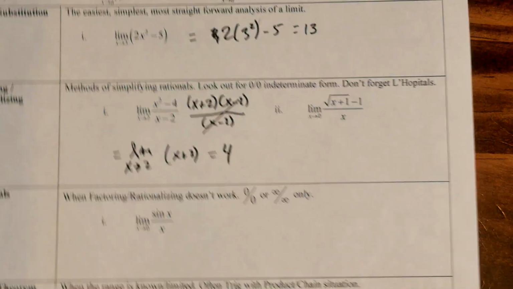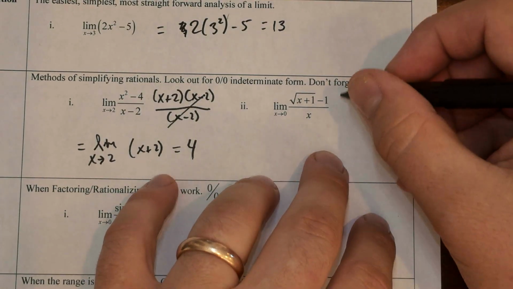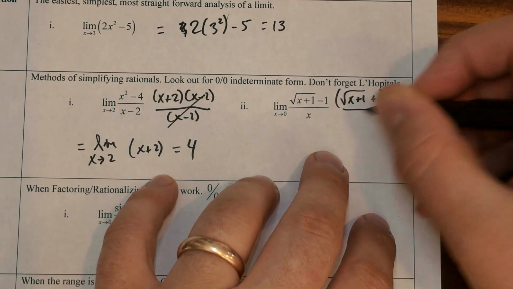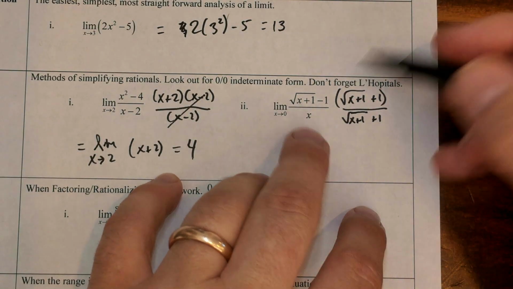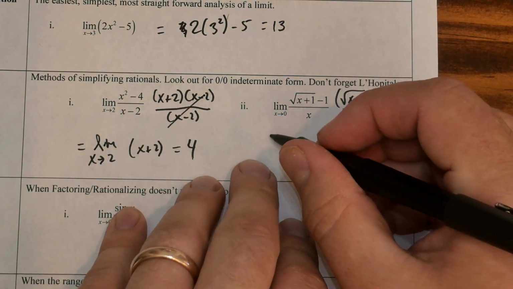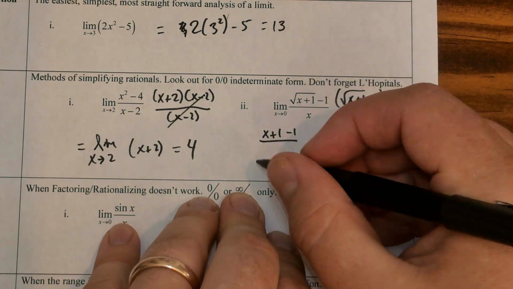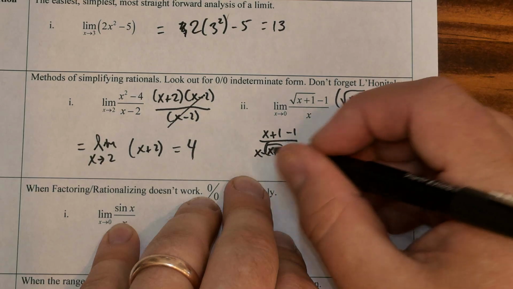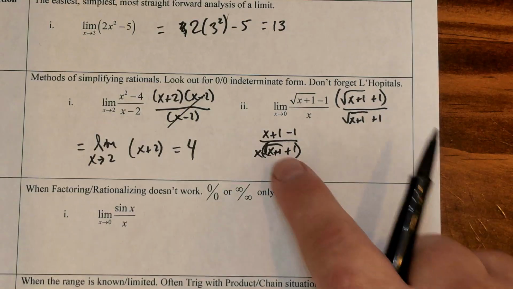How about some rationalizing? I can rationalize this numerator and hope that it somehow fixes my denominator. I know this top becomes a difference of squares, and I would get x plus 1 minus 1. I know my denominator would turn into this. Notice, I'm not going to drop these parentheses. That was a yucky parentheses. I'm not going to drop those parentheses.